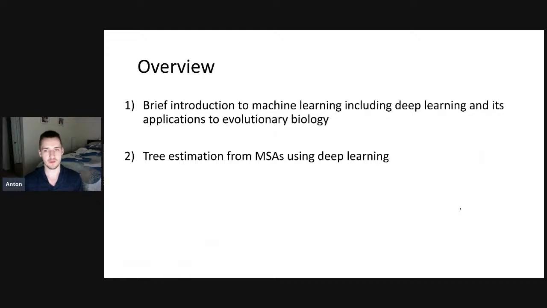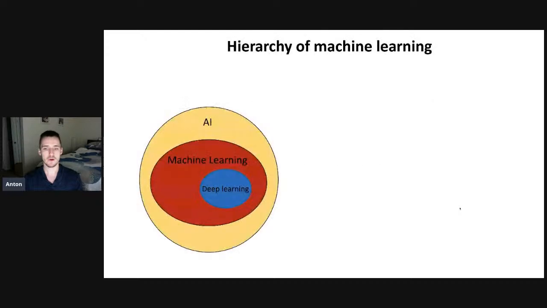In the first part, I'm going to give you a brief introduction to machine learning and deep learning in general and its applications to evolutionary biology. And the second part of the talk will be dedicated to estimation of tree topologies from multiple sequence alignments using deep learning. So let's start from the hierarchy of machine learning. Here we have the domain of artificial intelligence. Then we have machine learning, and we have the modern deep learning set of algorithms.